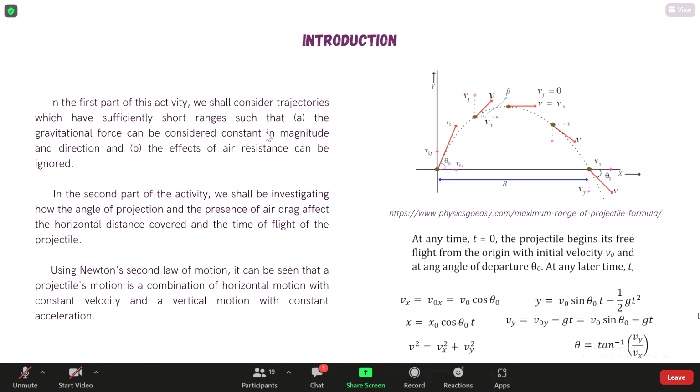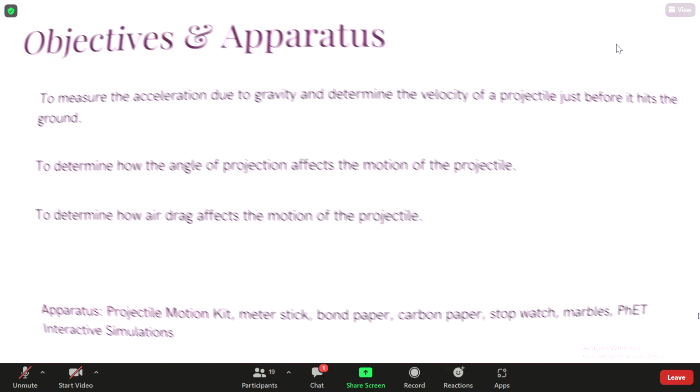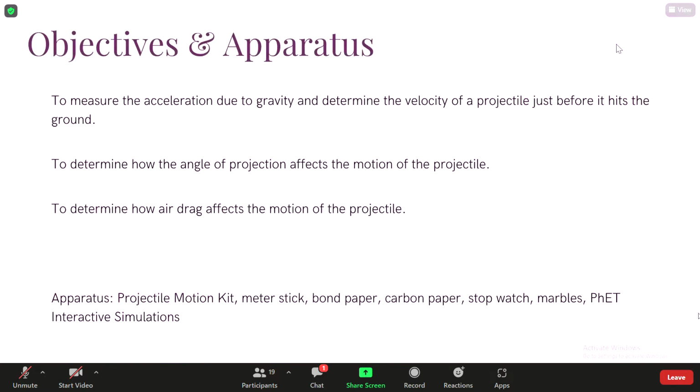Here are the pertinent formulas for a projectile. In this activity, the objectives are the following.